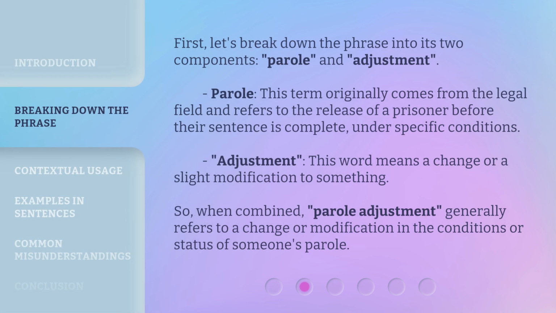First, let's break down the phrase into its two components, parole and adjustment. Parole. This term originally comes from the legal field and refers to the release of a prisoner before their sentence is complete, under specific conditions. Adjustment. This word means a change or a slight modification to something. So, when combined, parole adjustment generally refers to a change or modification in the conditions or status of someone's parole.